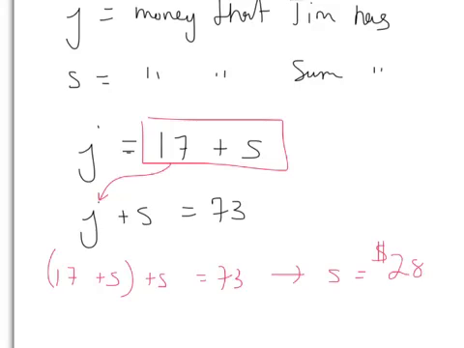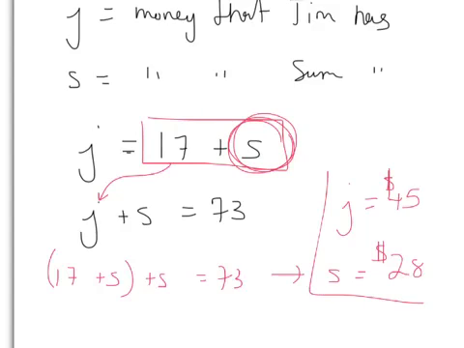If Sam has $28 and together they have 73, it means that Jim must have $45 as a result. How do we get that? We can plug in the 28 right here. For Sam, 28 plus 17 is 45. So if we made a verbal or written statement at the end, it would say Sam has $28 and Jim has $45.